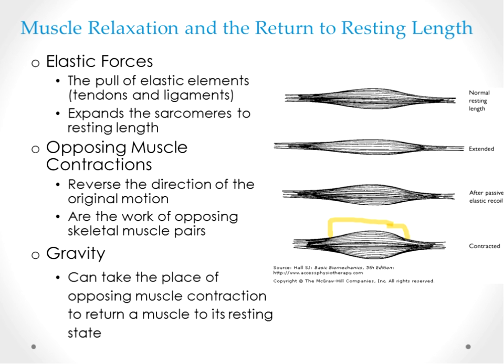Okay? So this is showing you a muscle fiber in its steady state position. If I add a little extra length, maybe by adding an extra weight to pull on it, or adding a little more gravitational force to pull on it, I can make the muscle lengthen. Then I can take that away, and I can get the muscle to go back to its resting position from some of those elastic forces. If I ask the muscle to contract, it'll contract. And again, ultimately, I want this to come back to resting level.